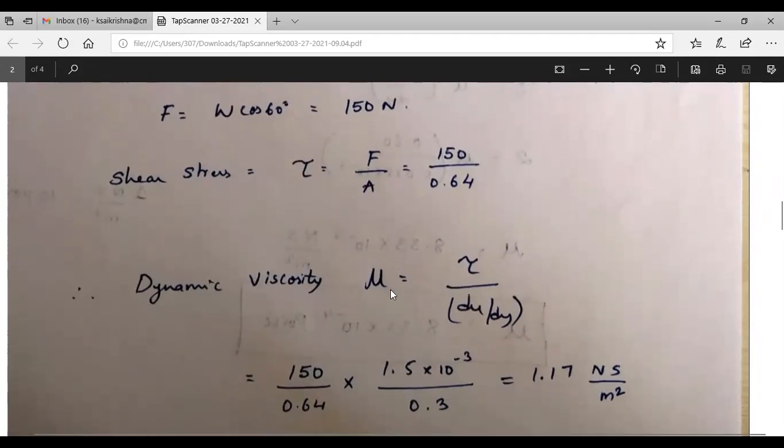Just to solve this using the known values from the given data, mu equal to, you will get 1.17 Newton second per meter square.